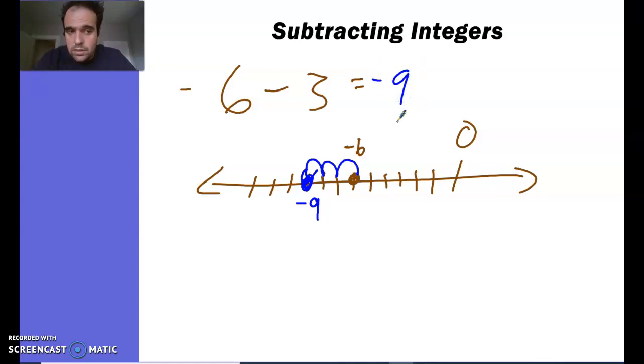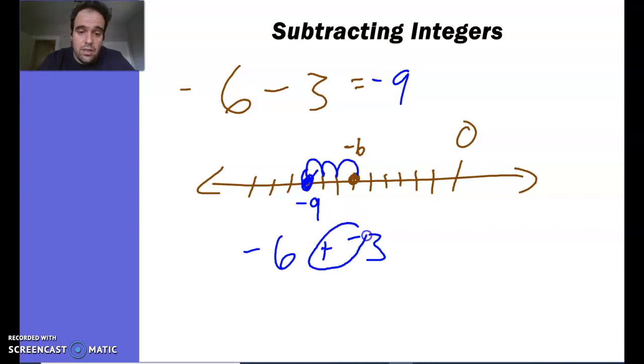So, lots of ways to think about this. Number line is actually the clearest example in this one, but there's other ways to figure this out. I could always rewrite -6 minus 3 as -6 plus -3. In reality, there's no such thing as subtraction. It's just adding a negative number. This adding of a negative number is the same as subtracting. Mind blown, I know. Subtraction is a massive lie.